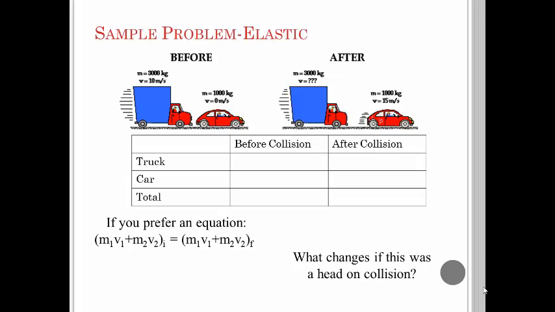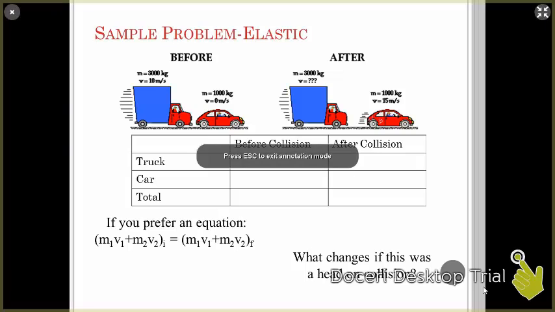What does this look like mathematically? Let's take a look at an elastic problem first. We've got a large truck that's going to hit a small stationary parked car. One way you can choose to set up these problems is to organize your information in a table. Since the momentum is conserved, we know that anything that happens before the collision is equal to anything that happens after the collision. So I'm going to find the momentum of both objects before they even collide.